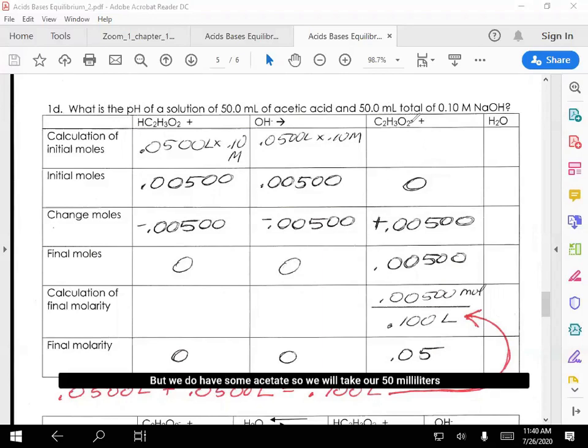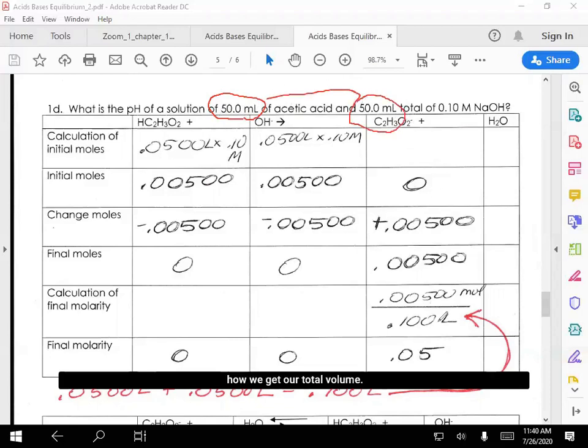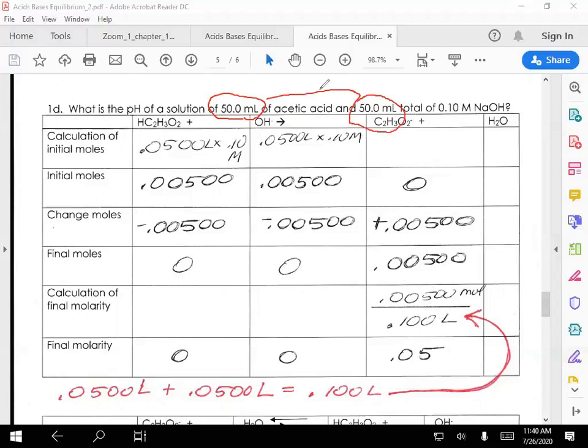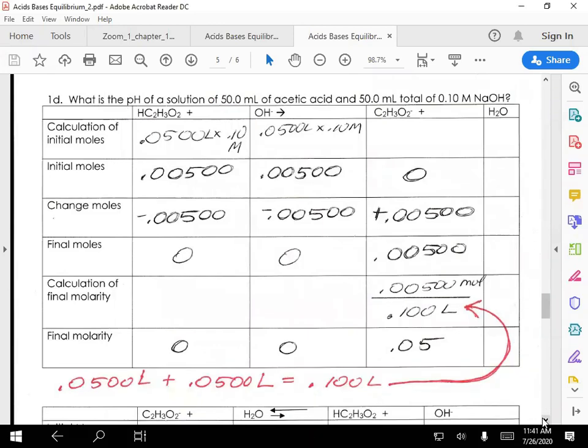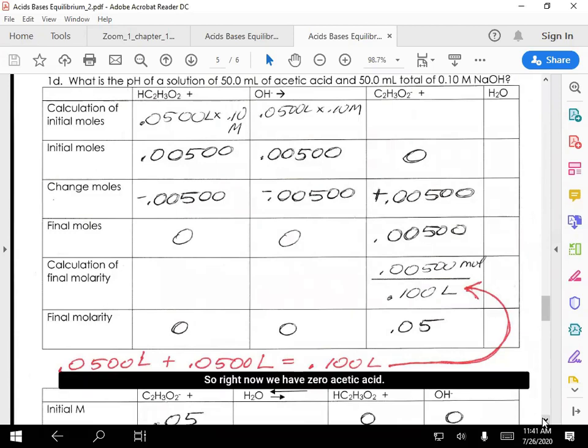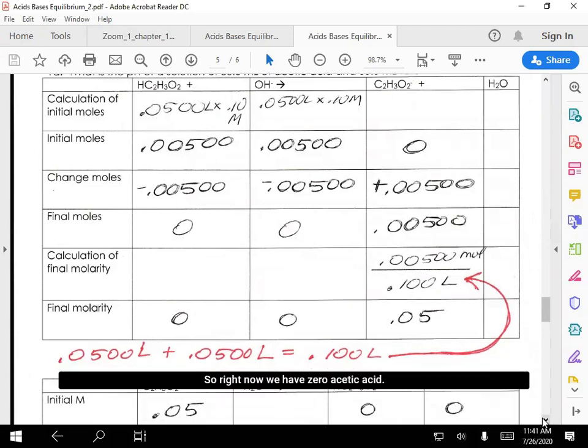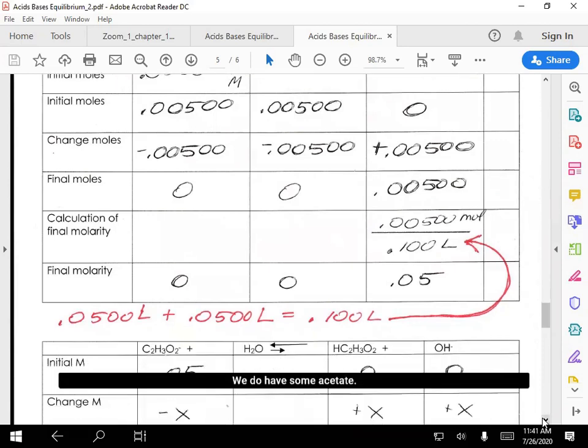But we do have some acetate. So we will take our 50 milliliters of acid and add that to our 50 milliliters of base, and that's how we get our total volume. And we can calculate the molarity of the acetate. So right now we have 0 acetic acid. We do have some acetate.